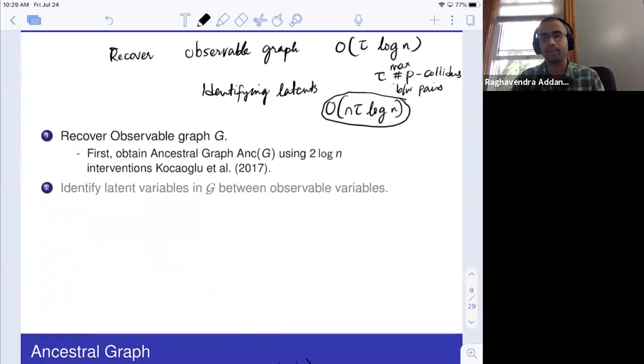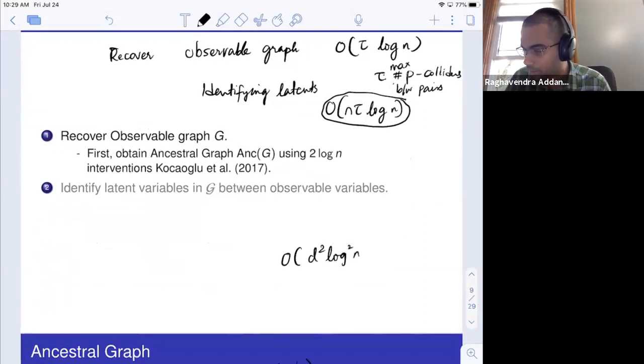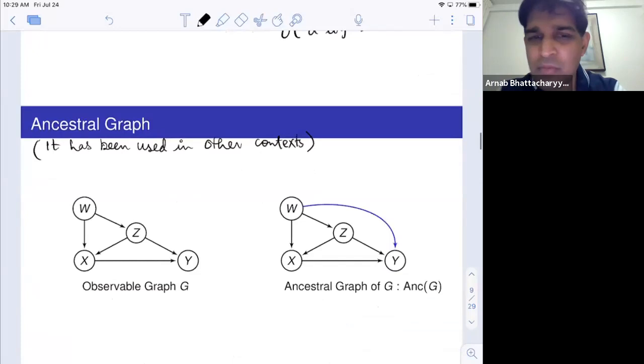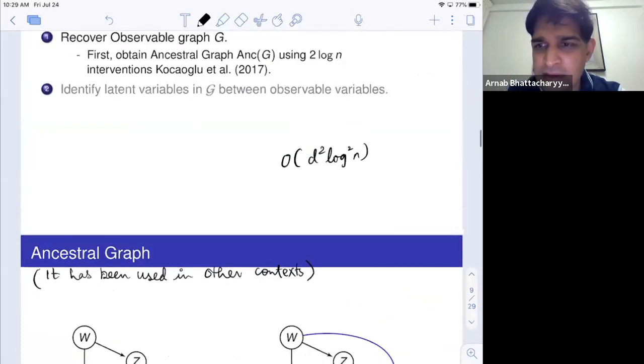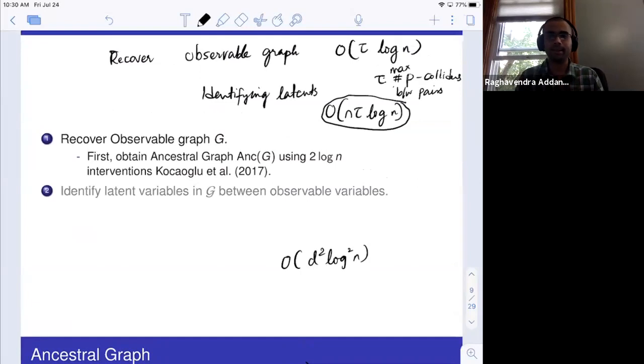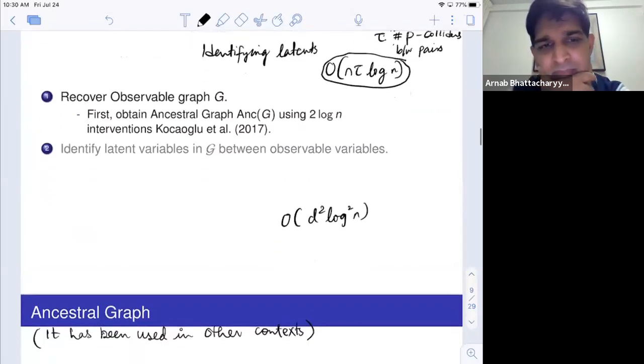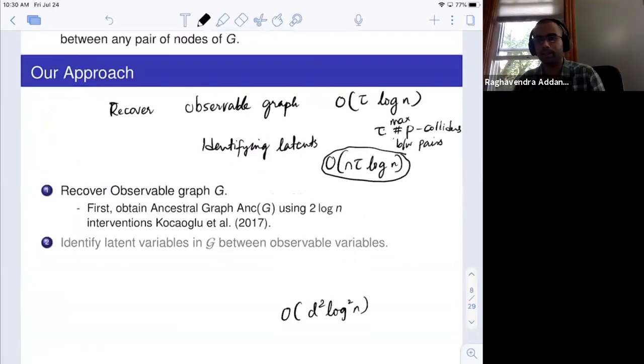What is known prior is parameterizing using the maximum undirected degree, and they give d squared log squared n interventions. Yeah, for identifying latents, for both the steps. So can you say again what you mean by both steps? What are the two steps? In the sense that sometimes we only care about recovering the observable graph. Oh, I see. This is 1 and 2. Because it's more costly to do identifying the latents.